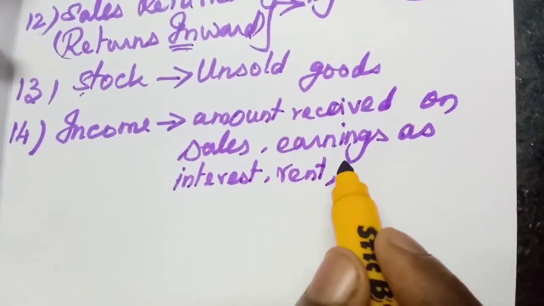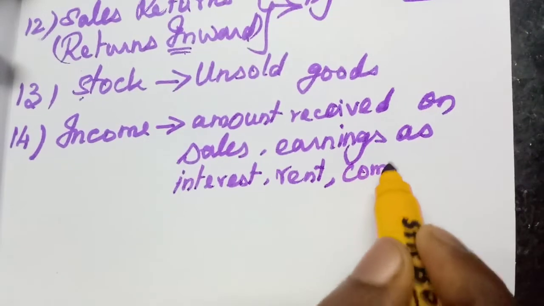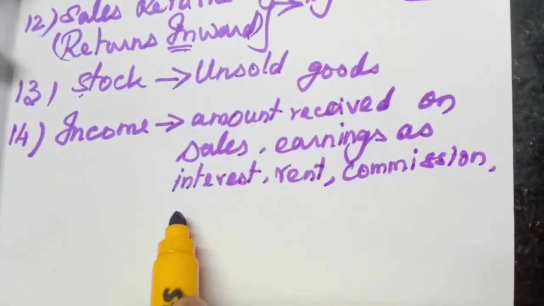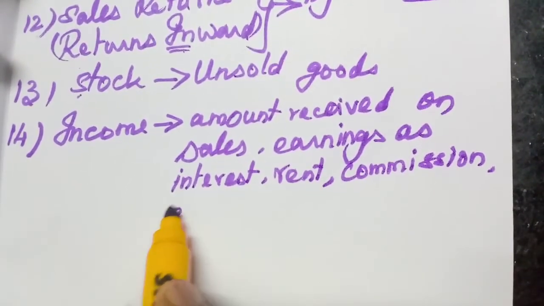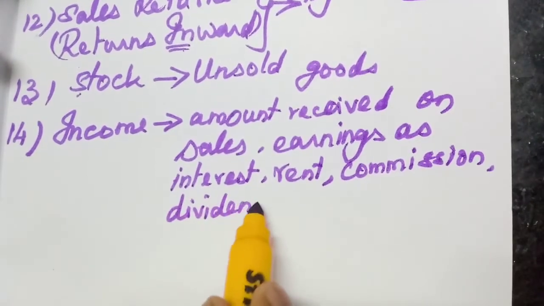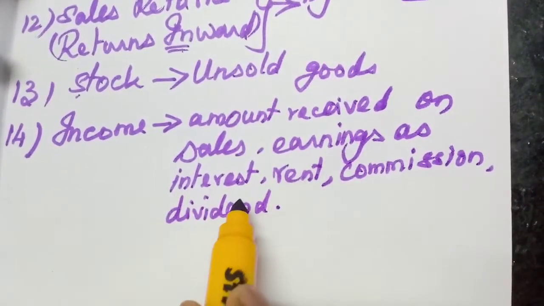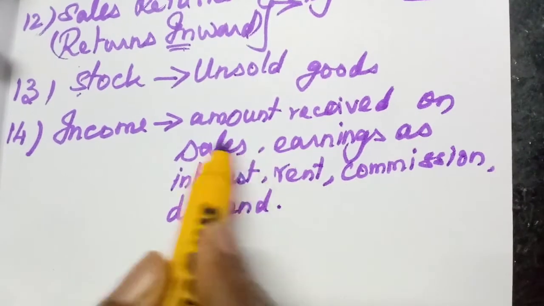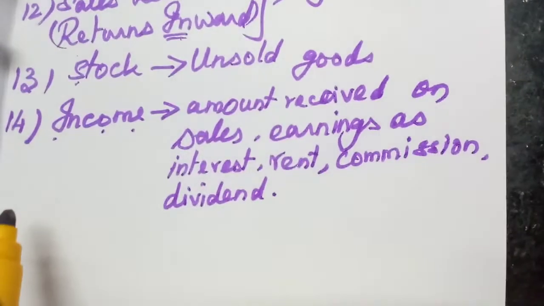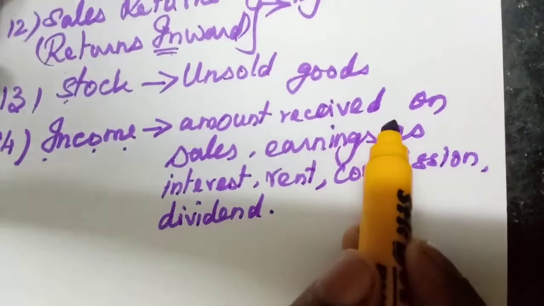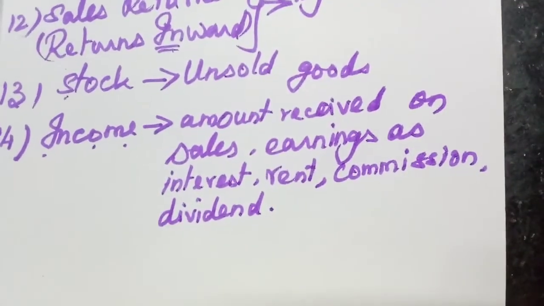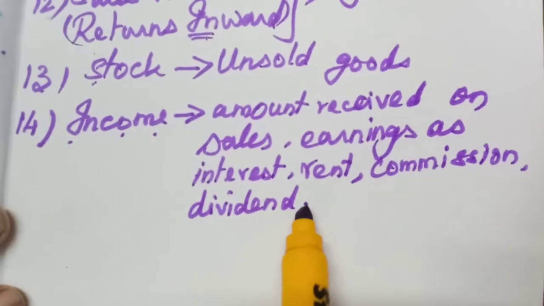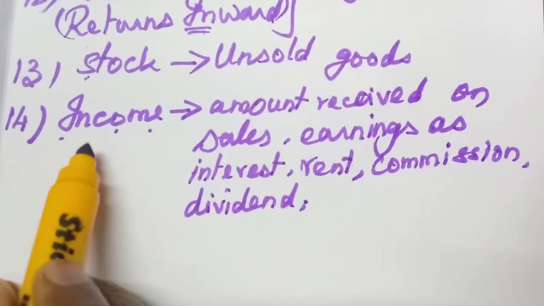Or if we deal with some activity, we may receive some commission for doing some service. Or if we have invested some amount in a company in shares, we will get some amount that is called dividend. So all these are the earnings and the amount that we receive on sale of our commodities, altogether it is called income. Understood? All the amount receivable on sales and the other earnings from interest, rent, commission, dividend, then any discount, all these are called income.